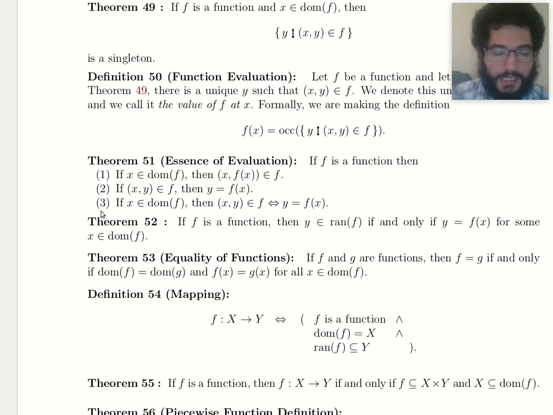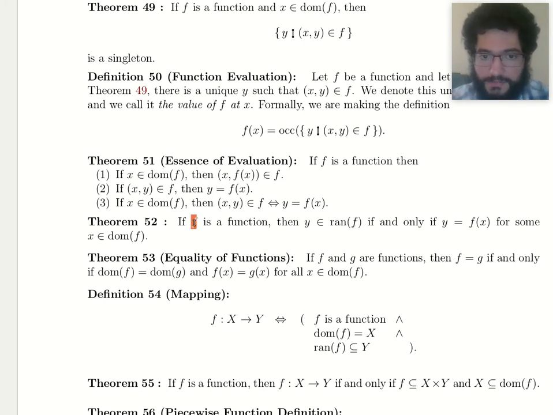So I'm going to skip doing Theorem 52 in the lecture, at least the proof of it, but I hope you will read that when you do your reading. And the statement is pretty nice, so it's a useful thing. A way of thinking about the range of a function.